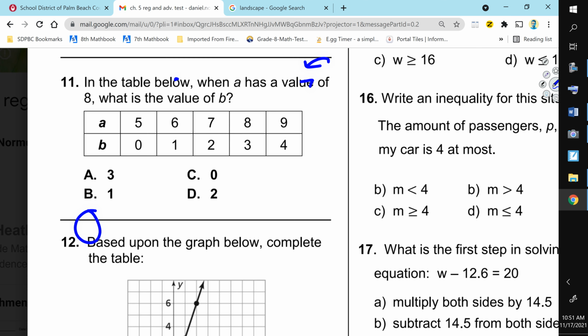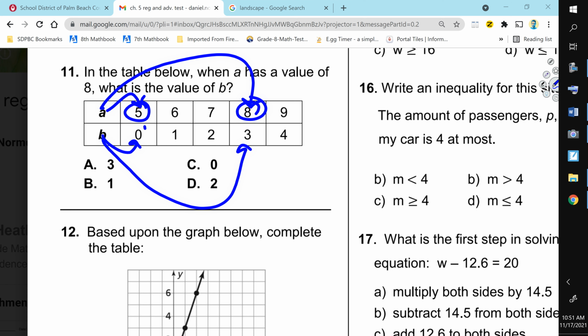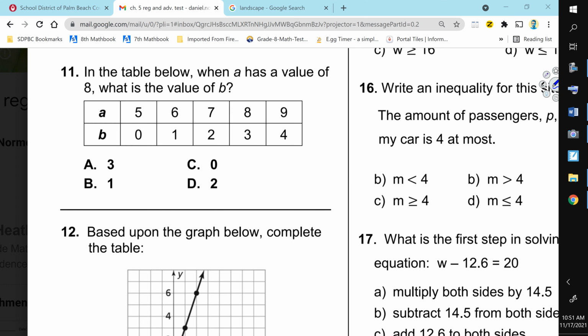Number 11 threw a lot of you off. It's actually the most simple question on the test. You want A when it has a value of 8. I'm not going to give the answer away, but I'm going to try to help you. When A has a value of 8, what is the value of B? Well, when A is this, B is what? It's that simple. If I said, what is B when A is 5? Well, when A is 5, B is 0. So that's it. You just got to tell me what's the value of B when A equals 8.